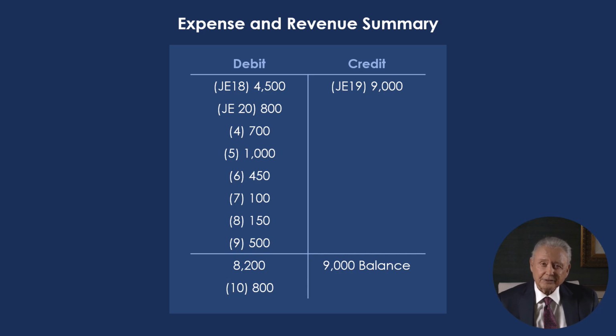The last entry, seen on the next slide, debits the expense and revenue summary for $800, zeroing out that account, and carries the $800 profit to a credit to retained earnings, increasing it.